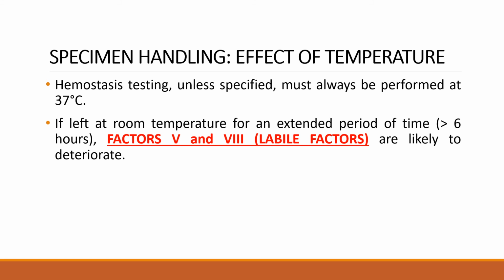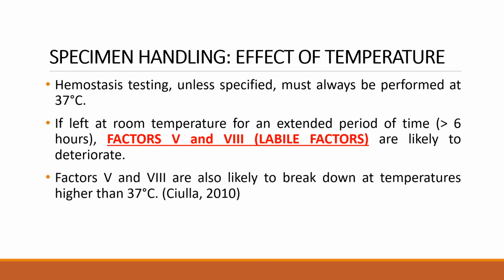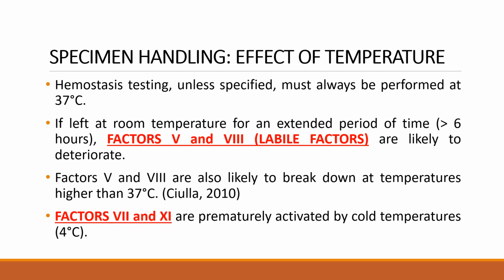These factors, 5 and 8, are called labile factors. They easily disintegrate if the sample is not processed immediately or in less than 6 hours. Factors 5 and 8 are also likely to break down at temperatures higher than 37 degrees Celsius. Next, you have factors 7 and 11. They are prematurely activated by cold temperatures, especially at 4 degrees Celsius. That's why we have a mnemonic for this: malamig sa 7-11. That means these factors are activated at cold temperatures.